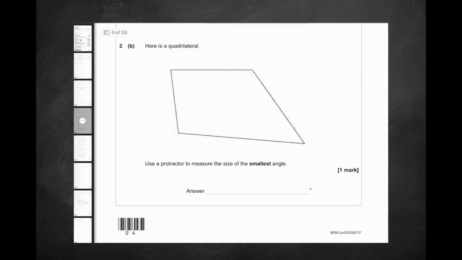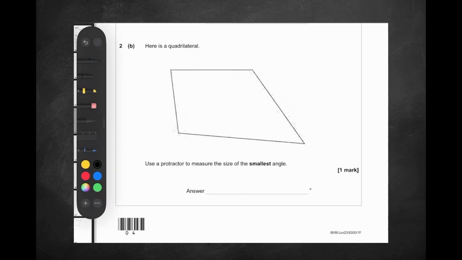Part B. Here is a quadrilateral. Use a protractor to measure the size of the smallest angle. Similar story here. So I'll just show you where you'll need to put your protractor, as I don't have one here. So we're looking for the smallest angle. Just visually, you can see that this angle down here is smaller than this one, and this one, and this one. But if you want to measure all 4 and take the smallest one, then you can.